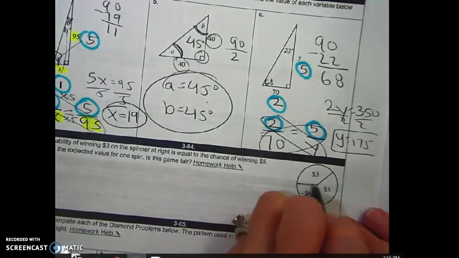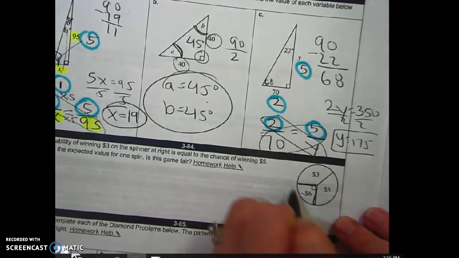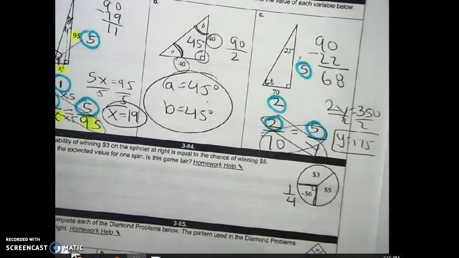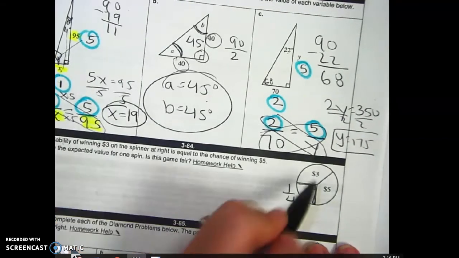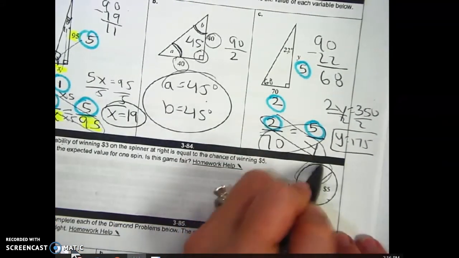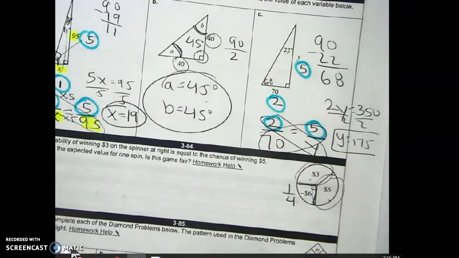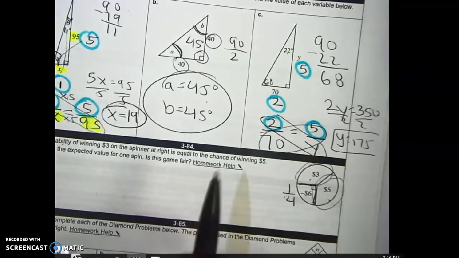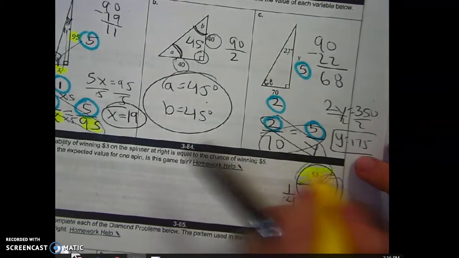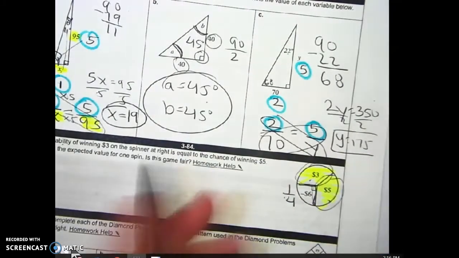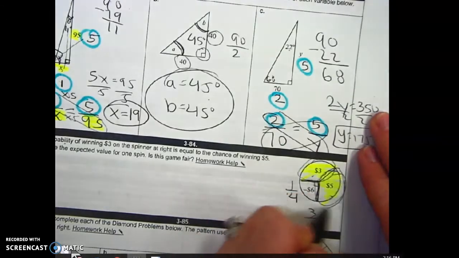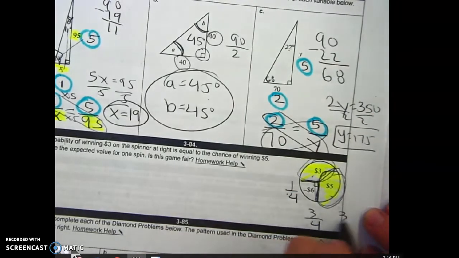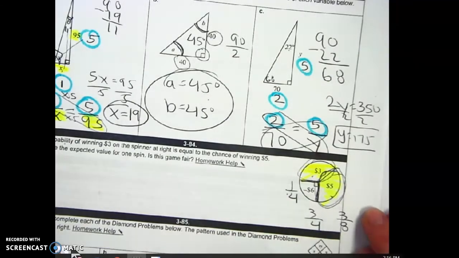So I feel like this one's an easier one for me because it's 1/4. So I know that's 1/4. Okay, so the probability of winning this one is equal to this one. So whatever fraction this is going to be the same thing. Well, I know that if this is 1/4, all of this makes up 3/4. But then they want half of 3/4, which happens to be 3/8.